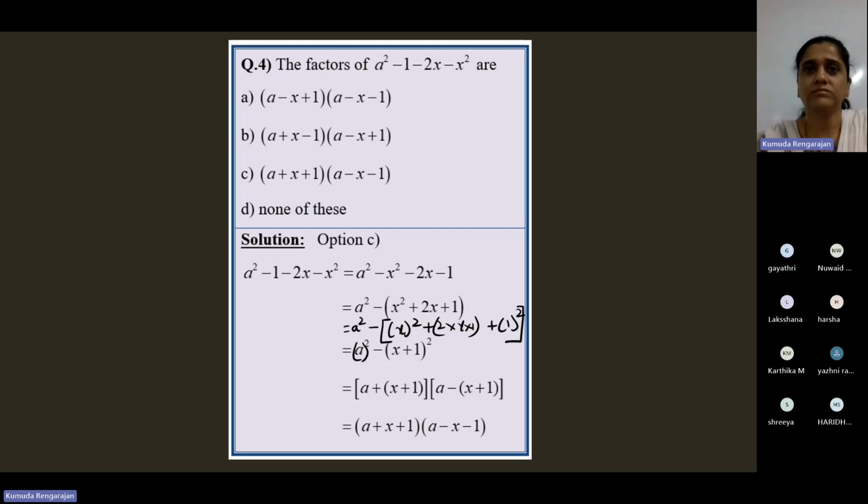A plus b times a minus b, as well as a squared plus 2ab plus b squared. Correct. Correct. Two identities in this factorization. Correct.